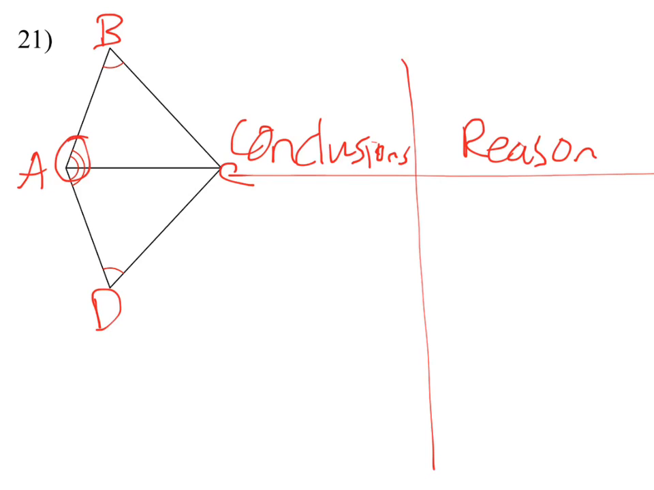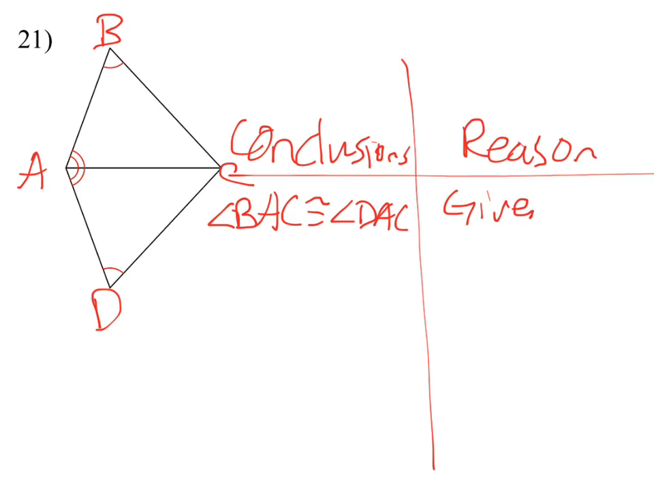So on this picture already, I know both of those angles are congruent. They have the same number of arcs. So that's angle BAC and DAC. So angle BAC is congruent to angle DAC. And that's a given. It's right on the picture, so you can write given. I also have these two angles congruent to each other, and that's ABC and ADC. Angle ABC is congruent to angle ADC. And that's a given. It's right on the picture.